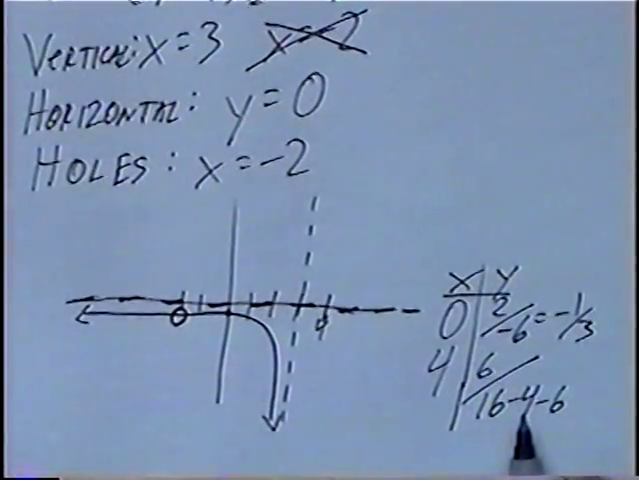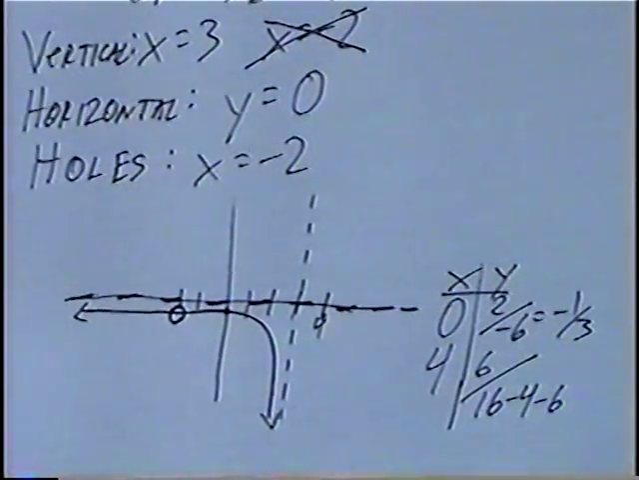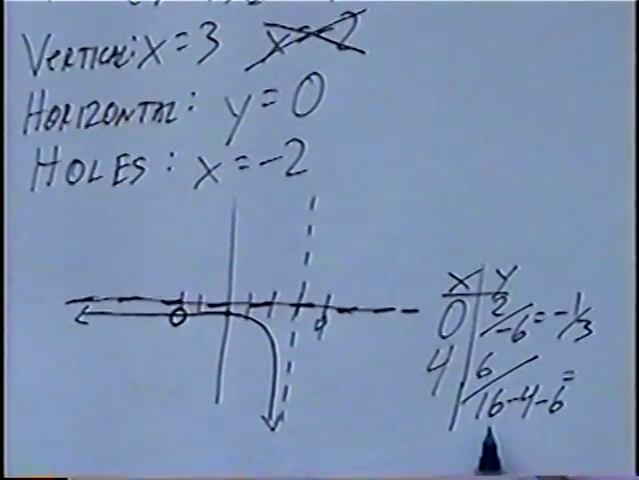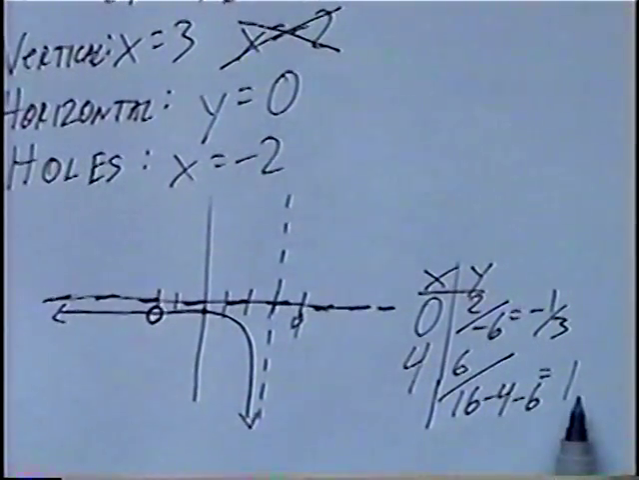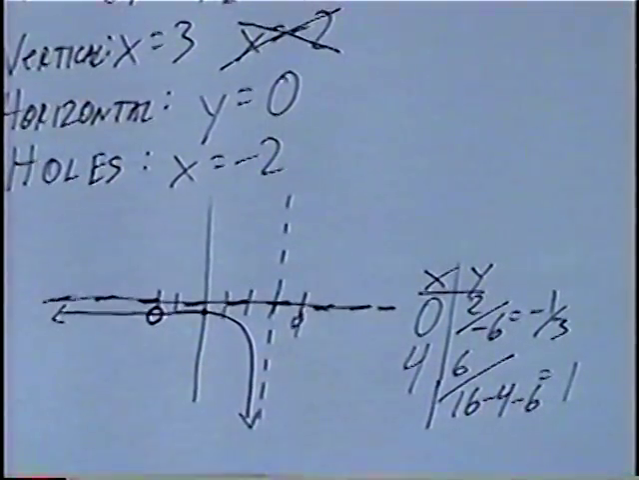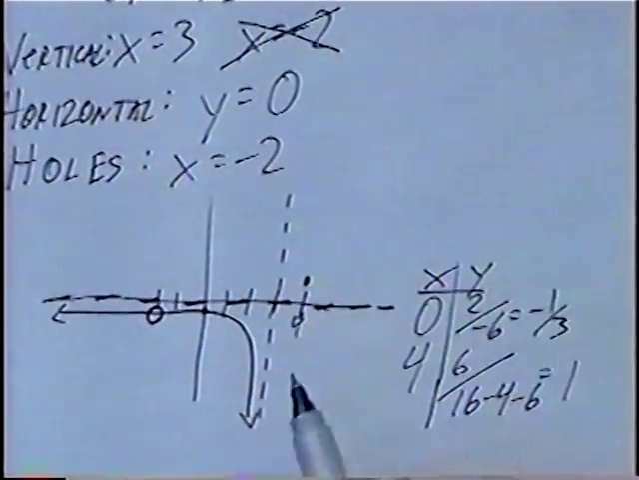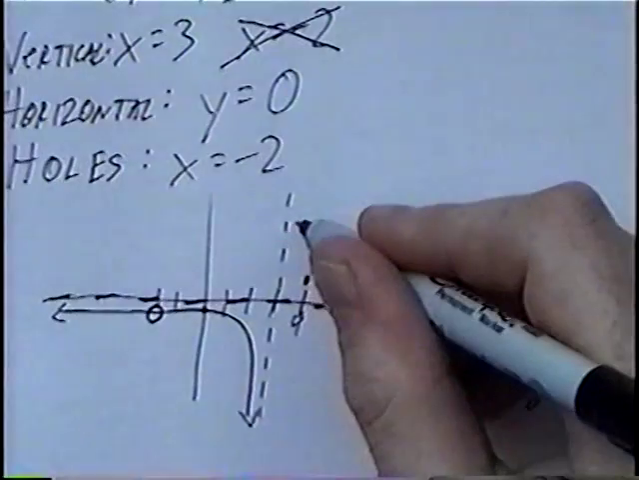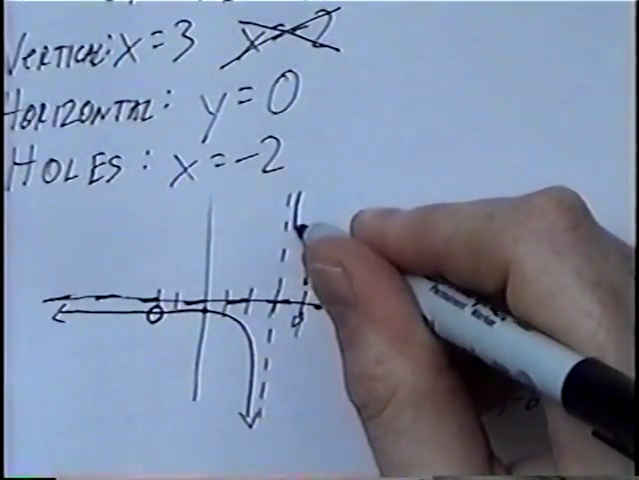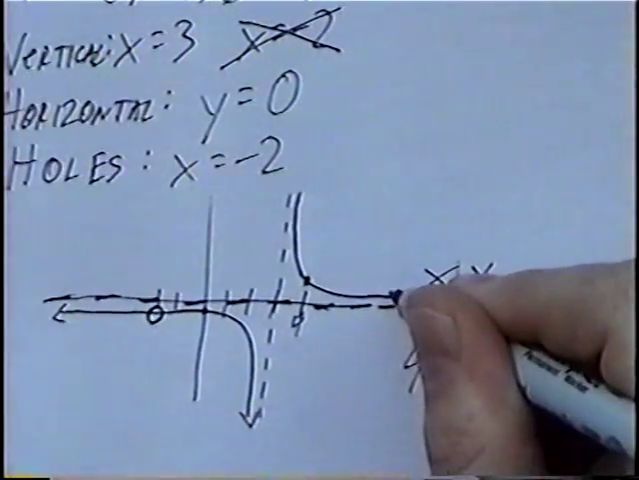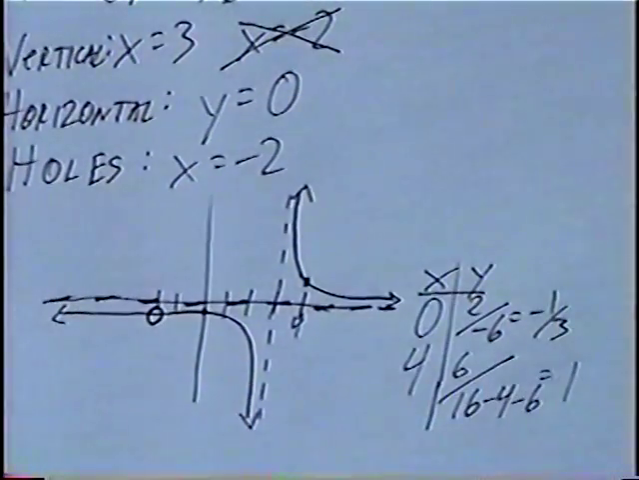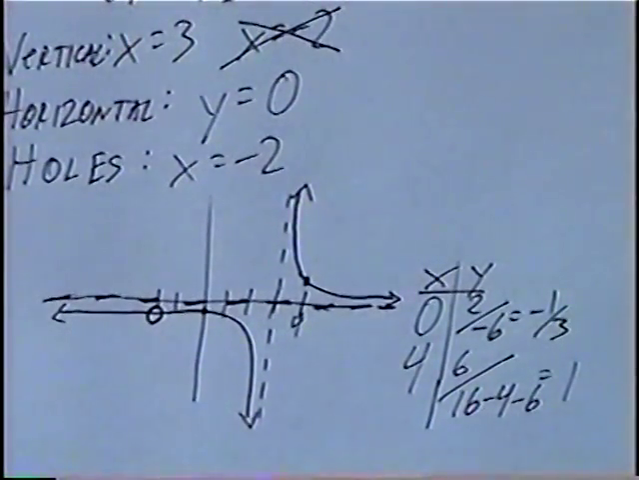Simplifying this out, 16 minus 4 would be 12, minus 6 would be 6. And we'll have 6 divided by 6, which would be 1. Again, y equals 1, a positive value, which means the graph in this section is in the top right corner. And again, the graph will curve next to the vertical asymptote and go next to the horizontal asymptote also. And that would be the graph for the question.